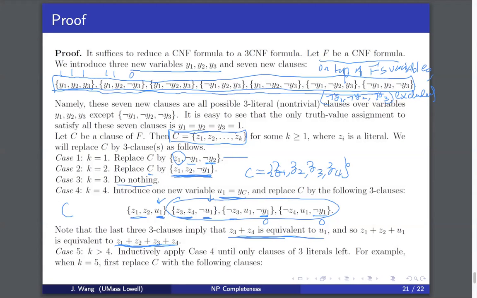Then for k greater than 4, we do an induction. We inductively apply case 4 until only clauses of 3 literals are left. So if k is equal to 5, you first get down to clauses of 4, and then you get down to clauses of 3. That is the proof. So I have presented new proofs for these problems to be NP complete. They are simpler, easier to read, I hope, than those in your textbook.